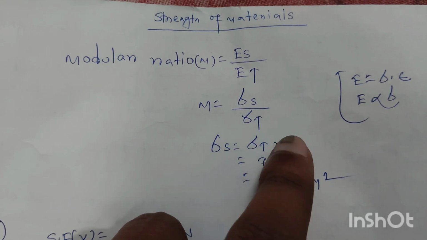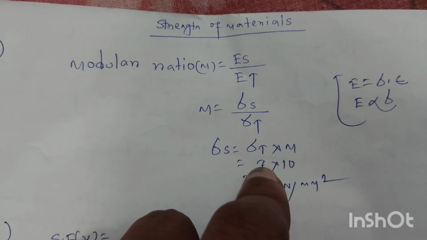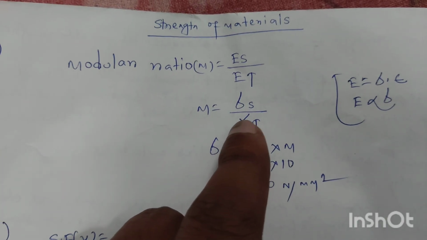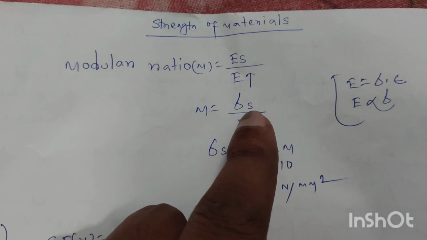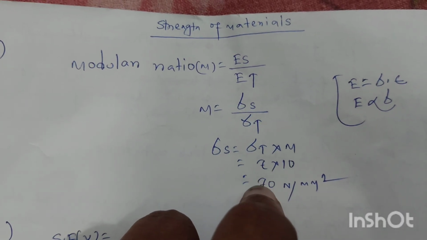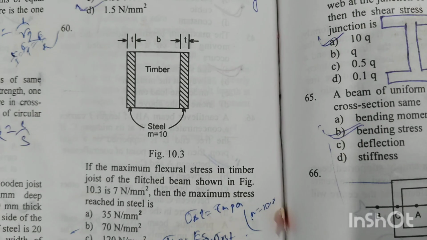Now we got M, the value of M, that is equal to 10, and the value of sigma T is equal to 7. Now if we put these two values and calculate, sigma S will be equal to sigma T into M, 7 into 10, equal to 70 Newton per millimeter square. Option B is the right answer.